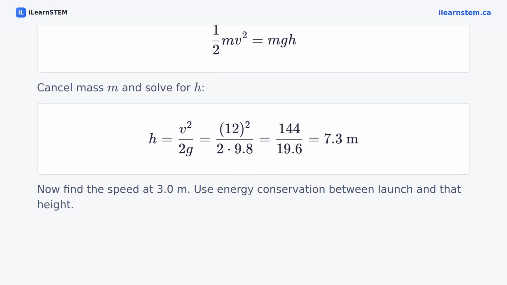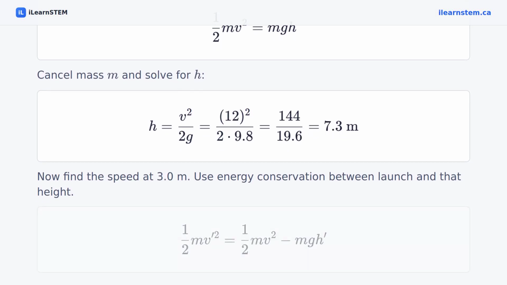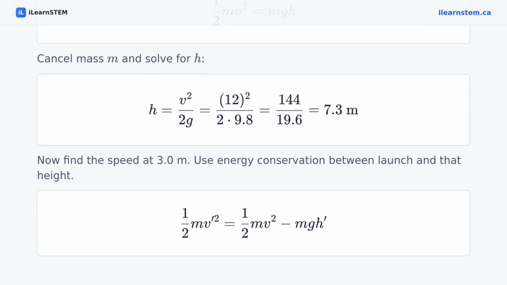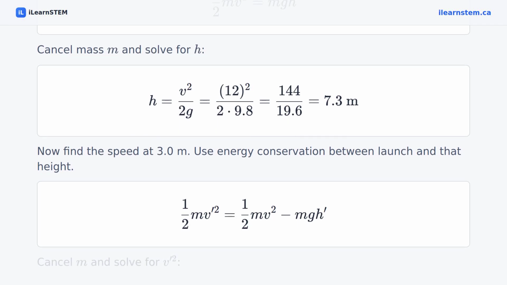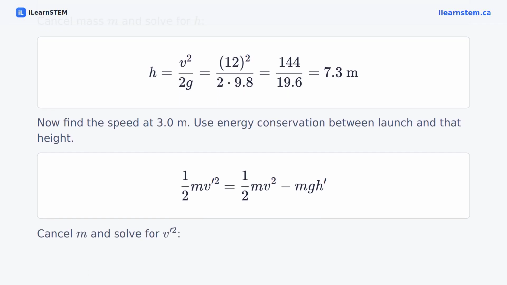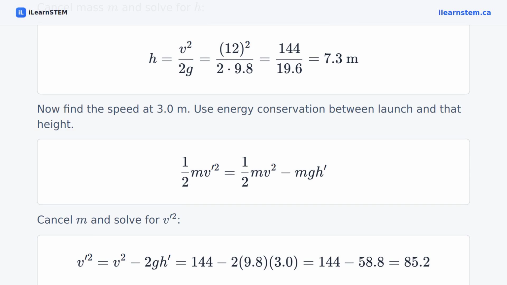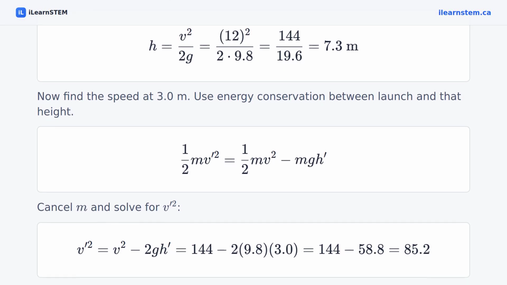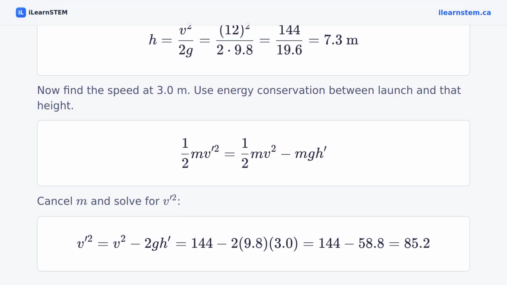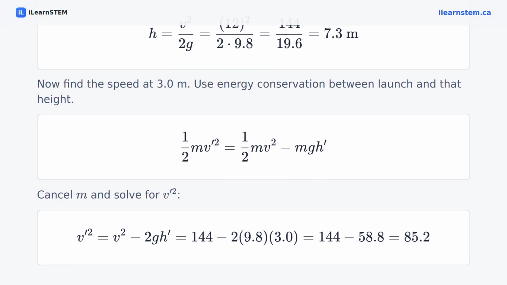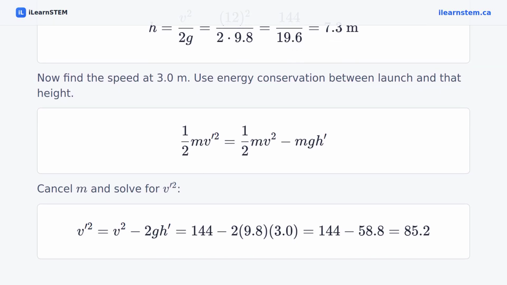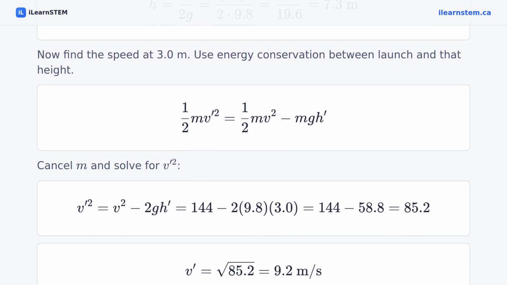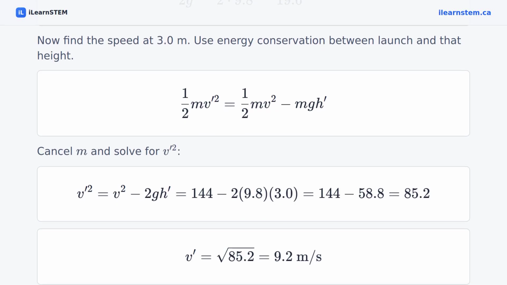Now find the speed at 3.0 meters. Use energy conservation between launch and that height. The kinetic energy at that height equals the initial kinetic energy minus the gravitational potential energy gained. Cancel m and solve for v prime squared. v prime squared equals v squared minus 2gh prime, which is 144 minus 2 times 9.8 times 3.0 equals 144 minus 58.8 equals 85.2. v prime equals the square root of 85.2, which is 9.2 meters per second.